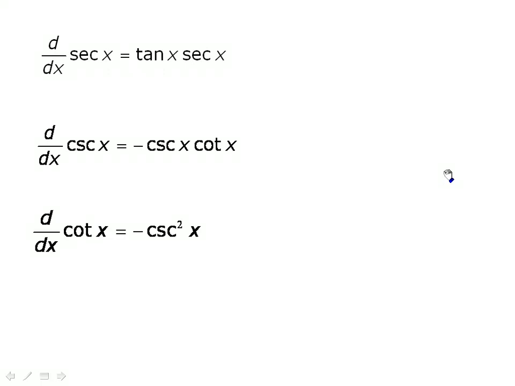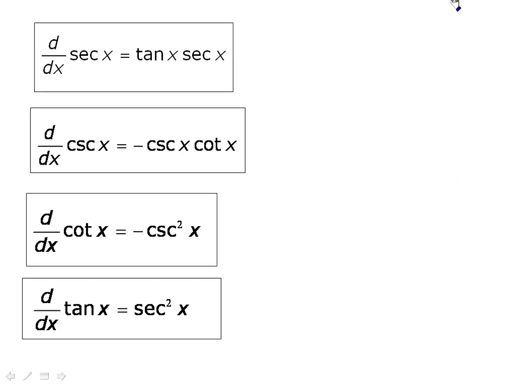And then the derivative of cotangent x is negative cosecant squared x. Same thing, go cos over sine if you are curious. And then the derivative of tan, as we saw earlier, is secant squared x. So keep these around in front of you.